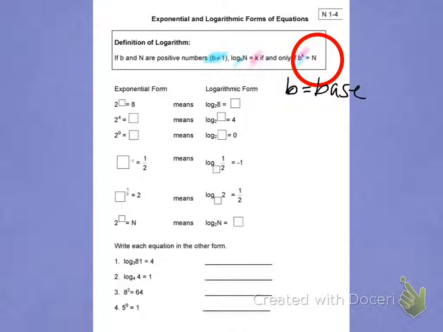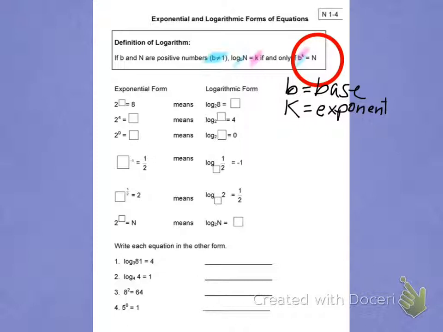shows up in the exponential form. This is exponential form that's circled. The other one is called logarithmic form. So in exponential form, K is your exponent. And I want you to notice where it is in both forms. And then you have your n, which in your exponential form is your answer.